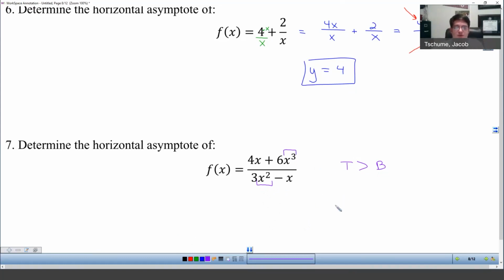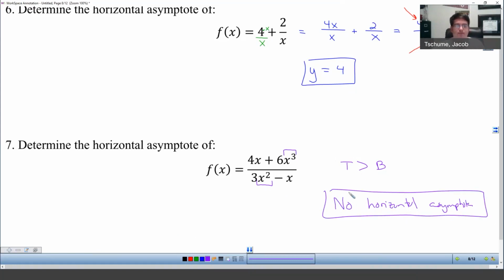If the top is bigger than the bottom, then there is no horizontal asymptote. Once again, that is only true if the power on top is bigger than the power on the bottom.